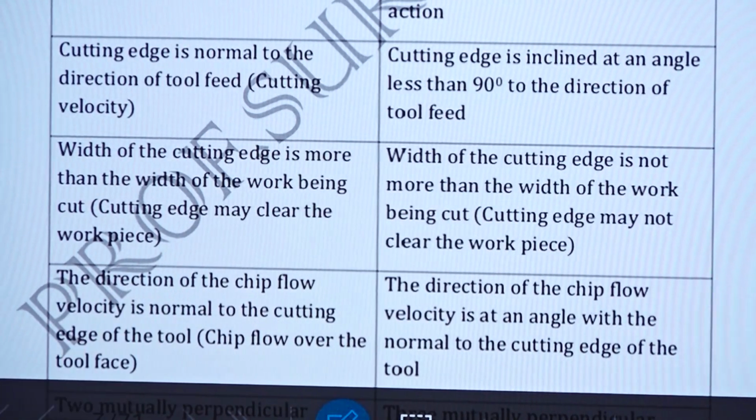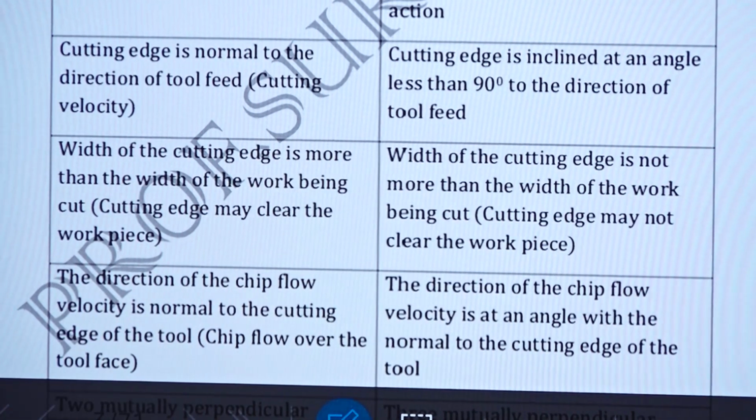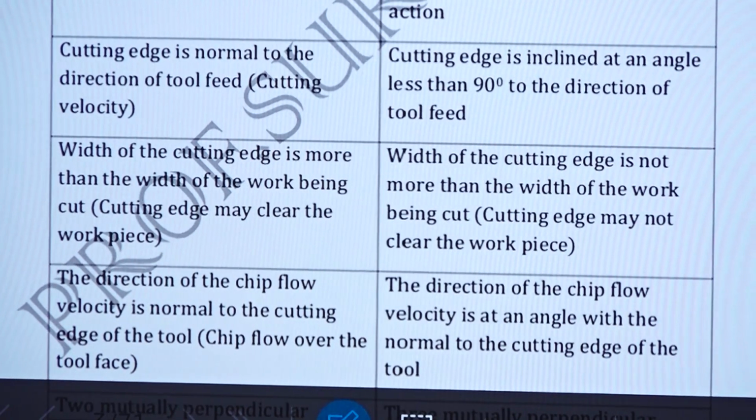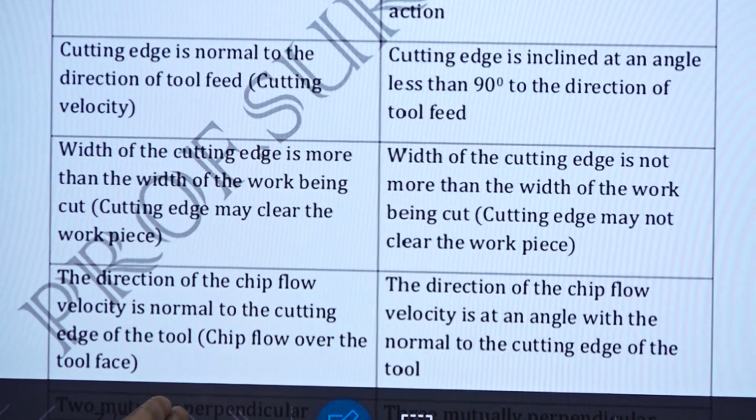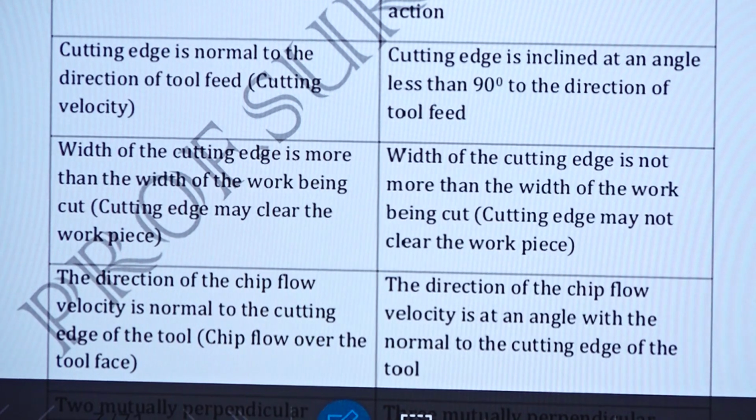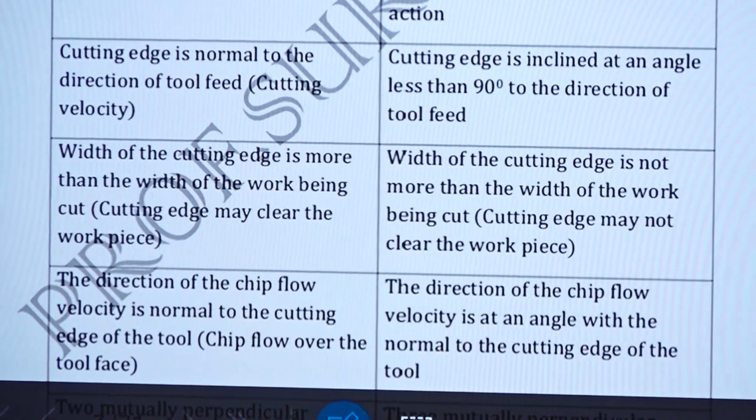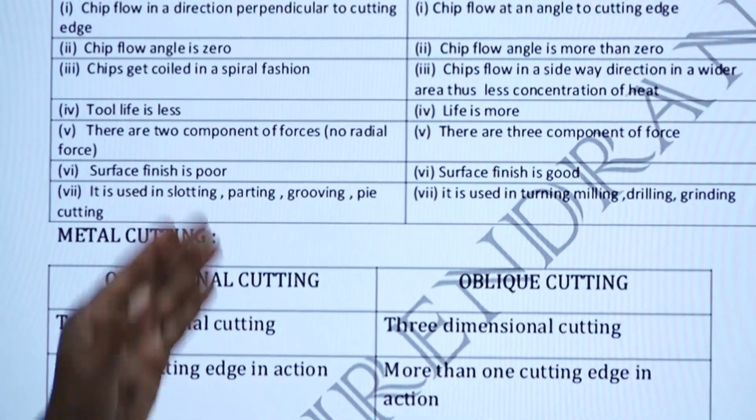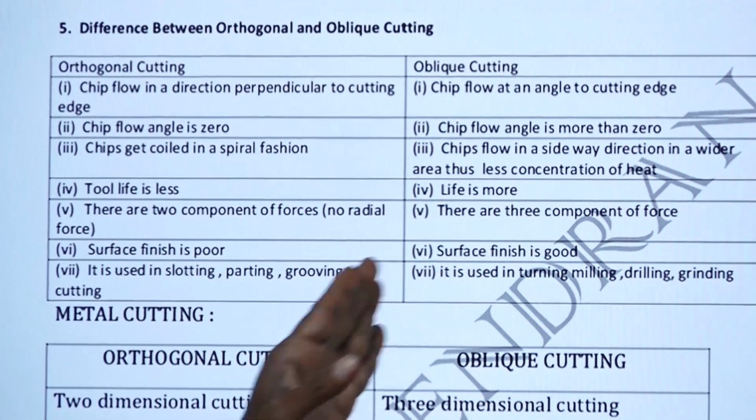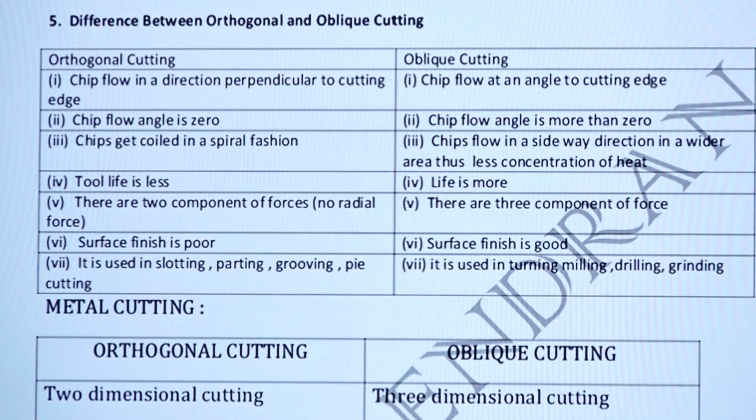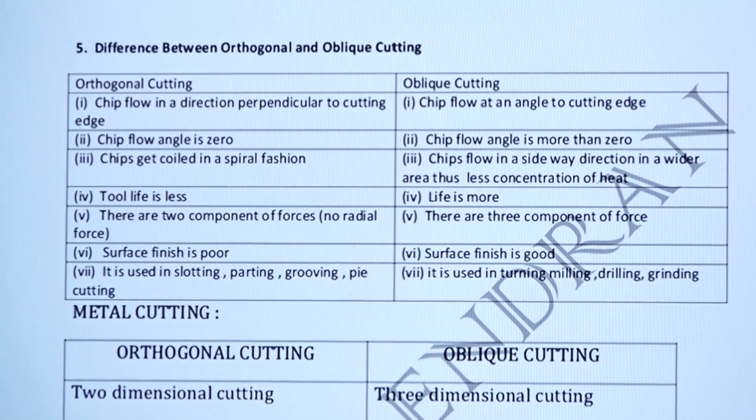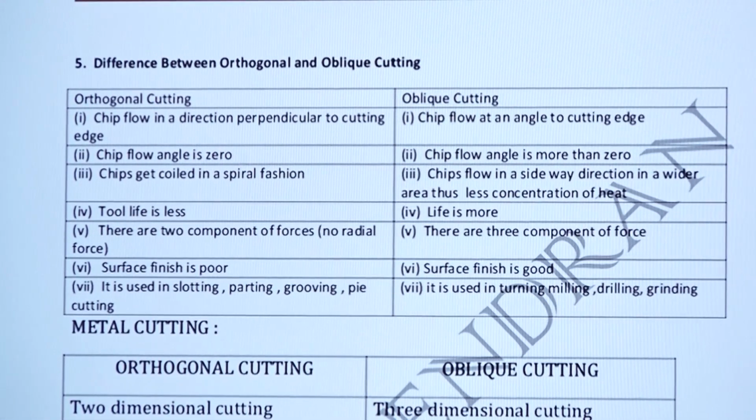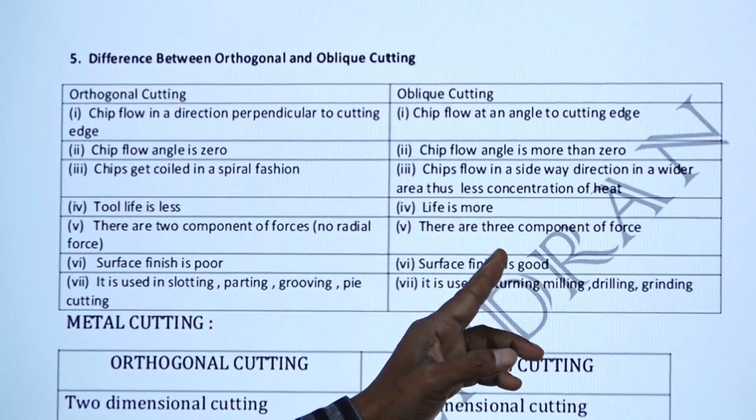In orthogonal cutting, the direction of chip flow velocity is normal to the cutting edge of the tool. In oblique cutting, the direction of chip flow velocity is at an angle with the normal. In orthogonal cutting, two mutually perpendicular force components are acting. In oblique cutting, 3 force components are acting. In orthogonal cutting, surface finish is poor. In oblique cutting, surface finish is good. In orthogonal cutting, tool life is less. In oblique cutting, tool life is more.